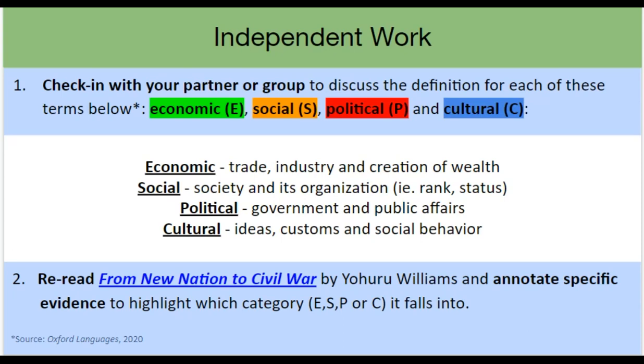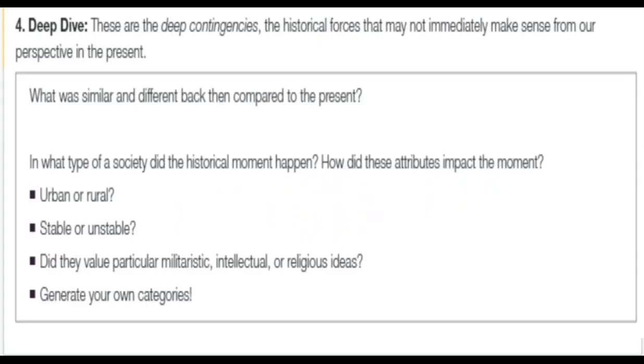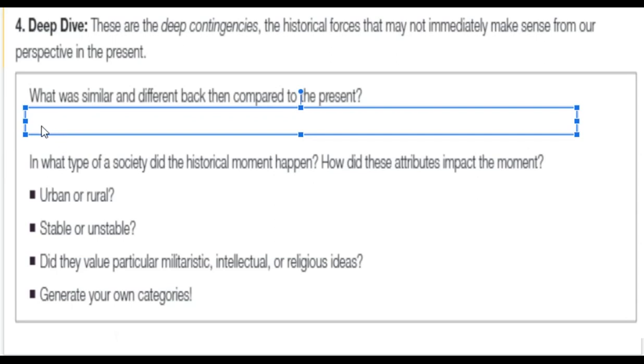So the first time you go through, you're going to look for trigger, short-term, long-term. The next time you're going to go through, you're going to highlight economic, social, political, cultural. Or you may want to specifically just focus on economic and political. That's how I would do it, because you're going to talk about what was similar and different. Well, there was someone in power and there was someone who wasn't. This is how you take your real deep dive.